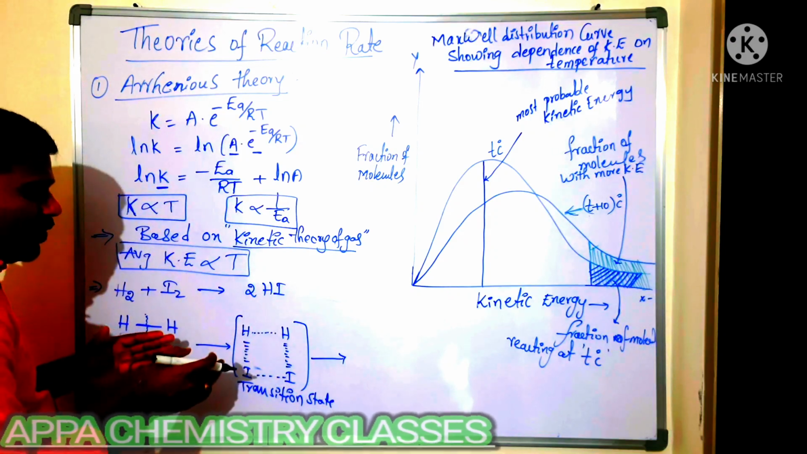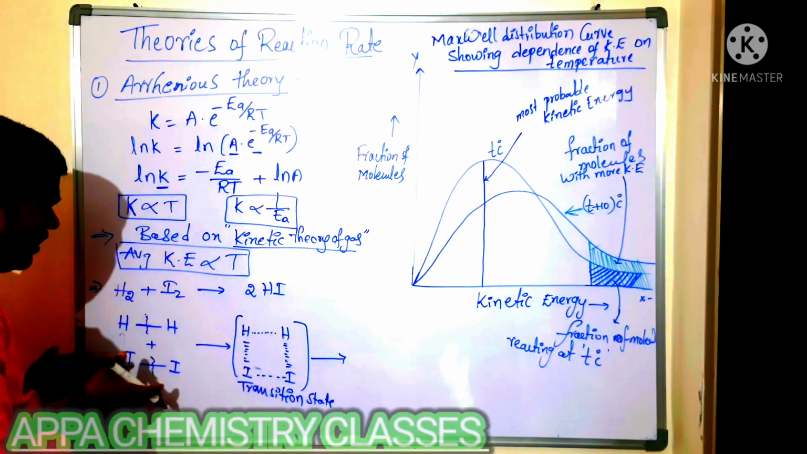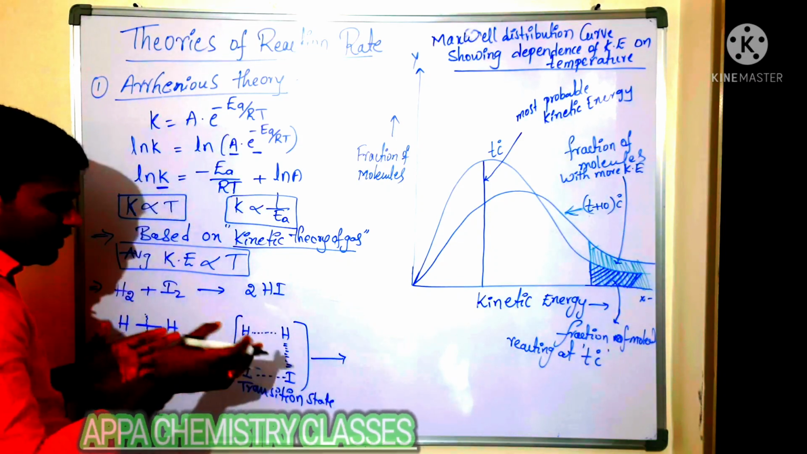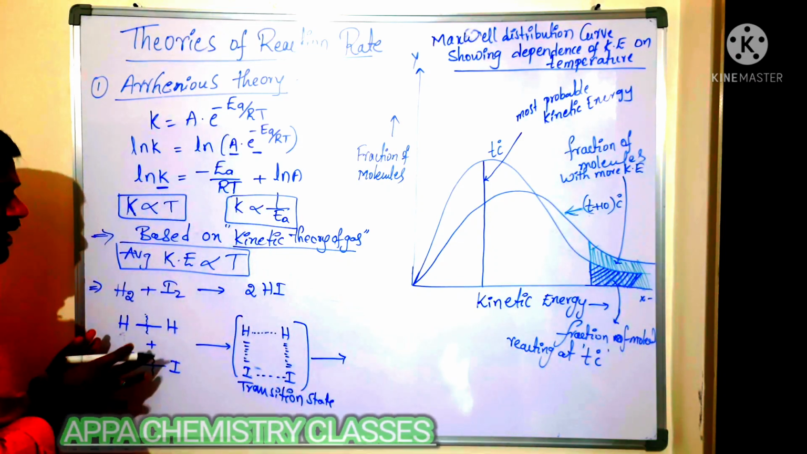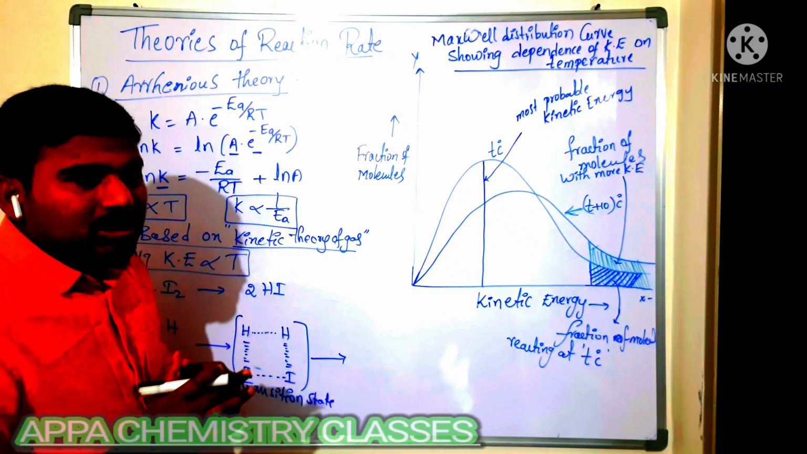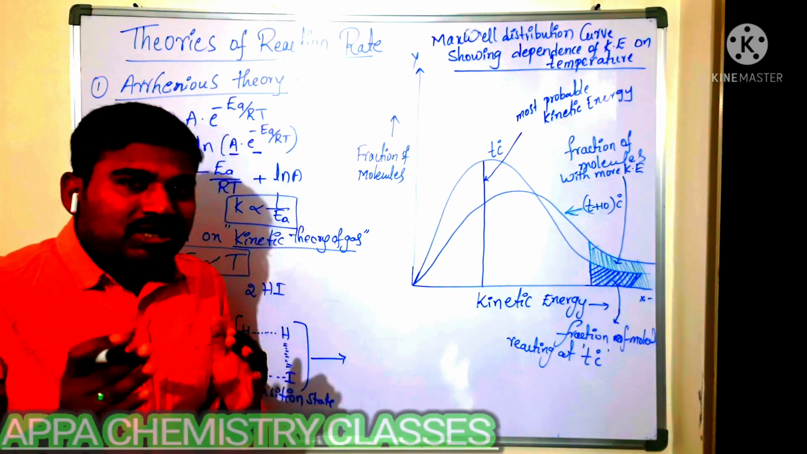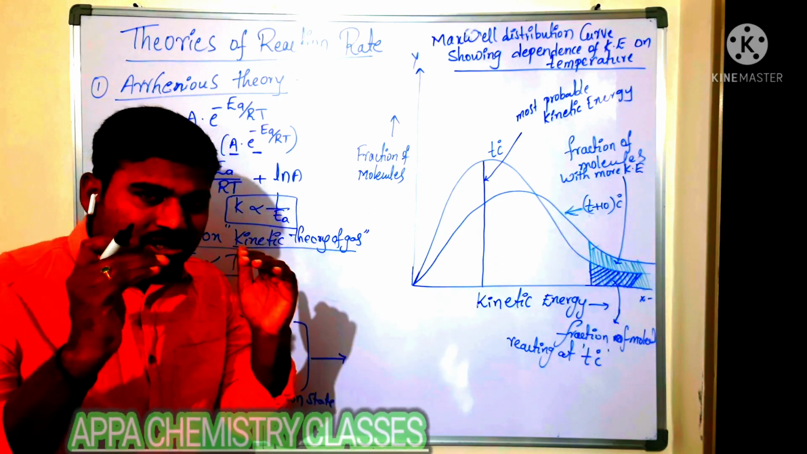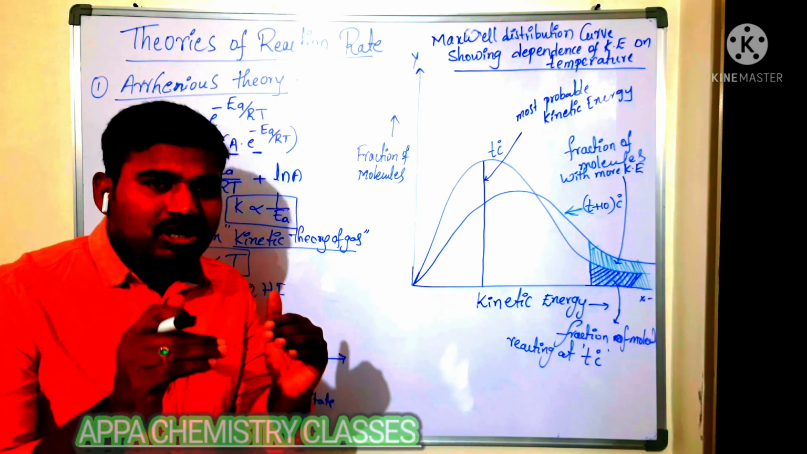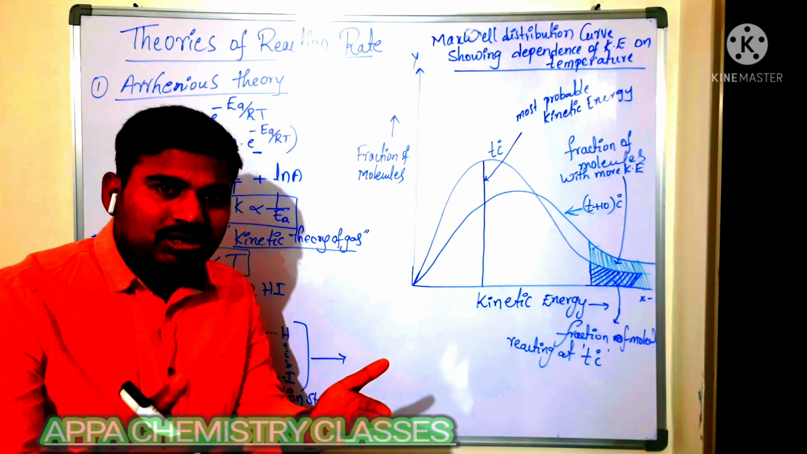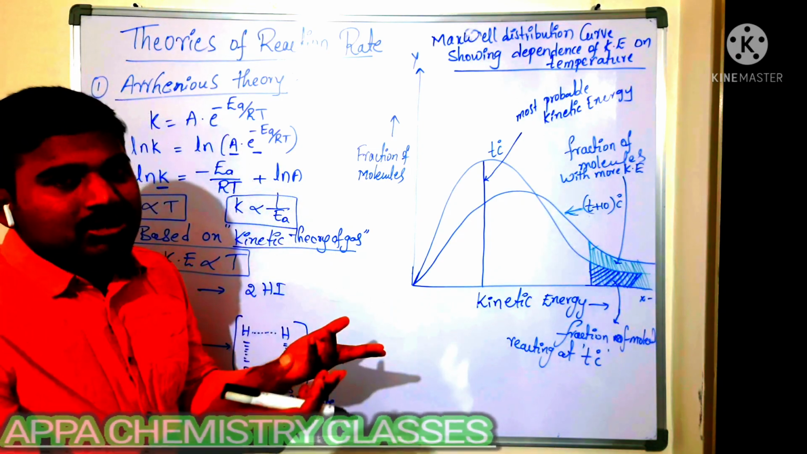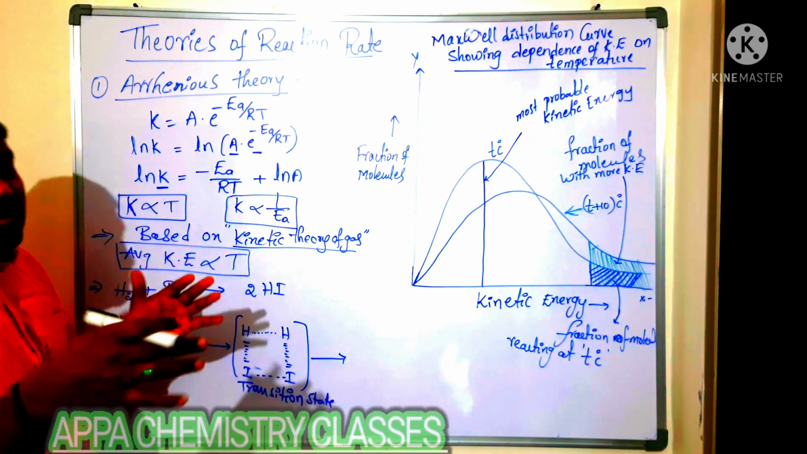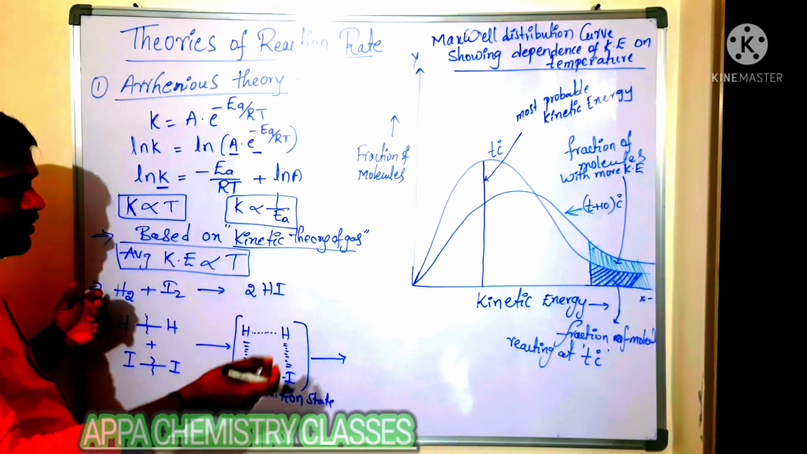Now in this case, if the sufficient energy required to convert the transition state into product is possessed by the reacting molecule, then only the reaction will take place. It should be equal to the threshold energy or greater than the threshold energy, then only the reacting molecules are converted to product. If it is less than the threshold energy, the reacting molecules cannot be converted to product.